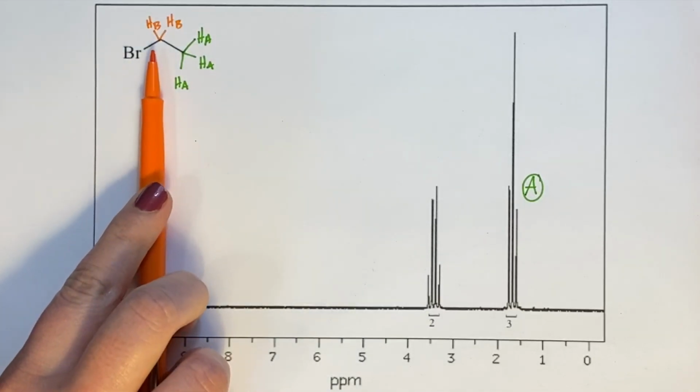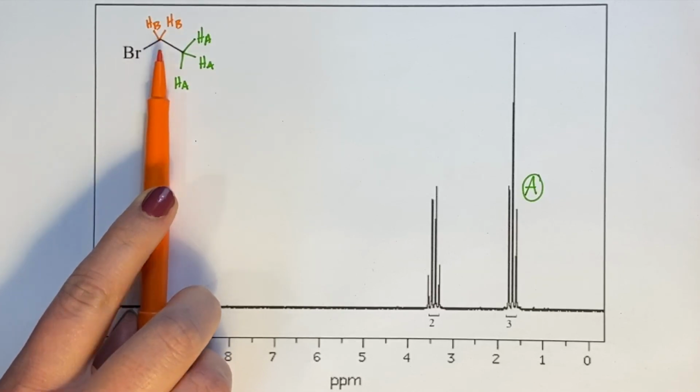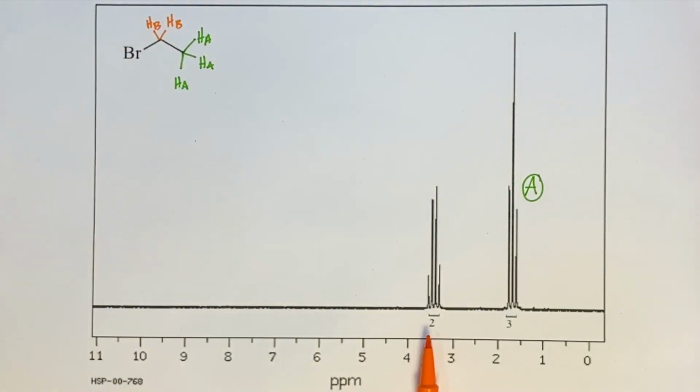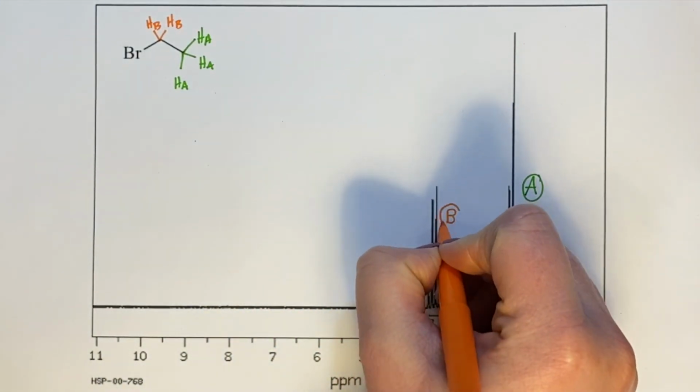If we look at our protons HB, we said that we would expect a signal with an integration of 2, a chemical shift between 3 and 4, and a multiplicity of a quartet. So when we look at the data, here we have this peak with an integration of 2, a chemical shift of about 3.5, and we see in the peak that we have 4 lines, which gives us that quartet. So this peak here fits the data that we expect for HB.